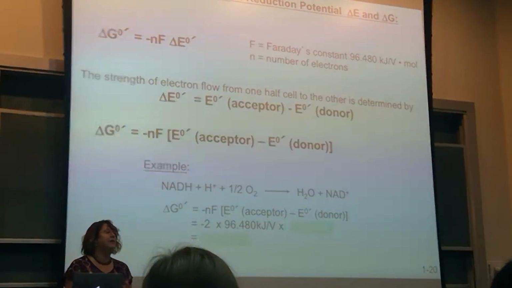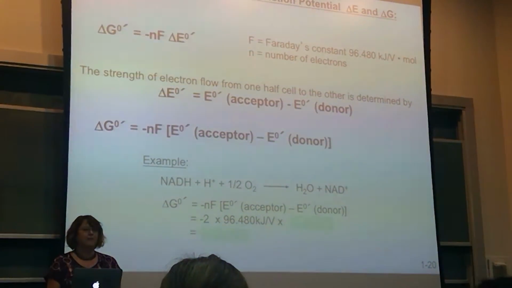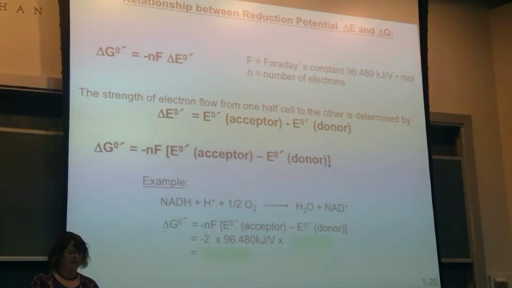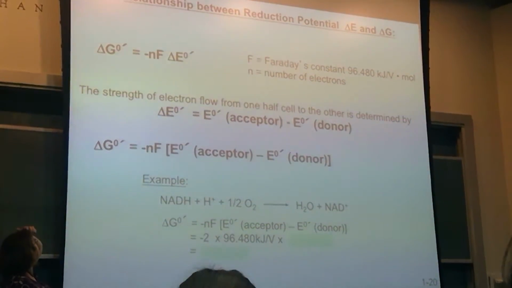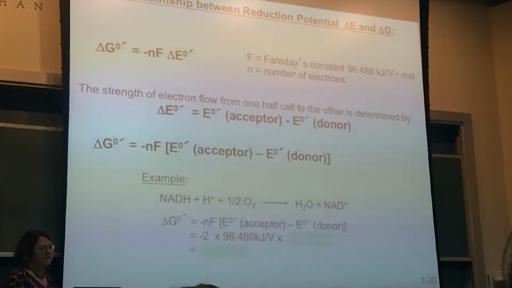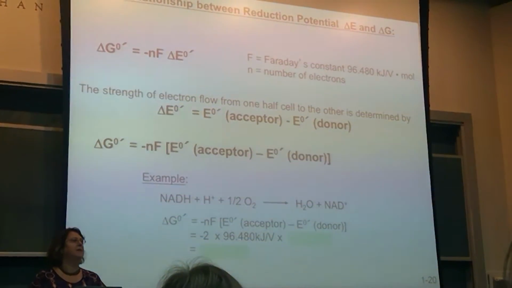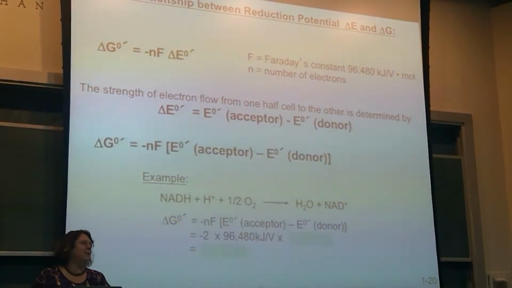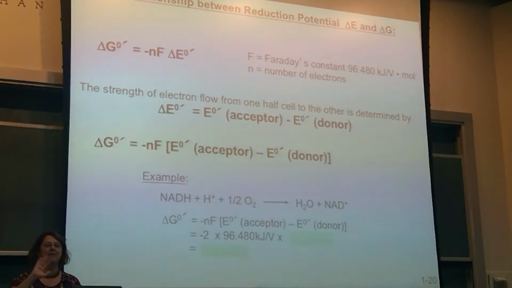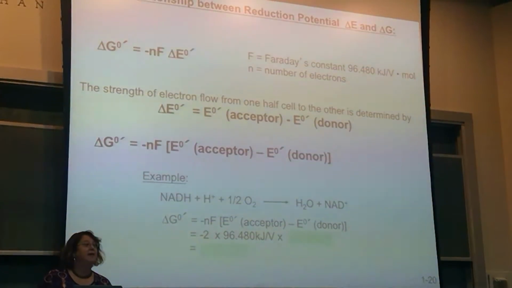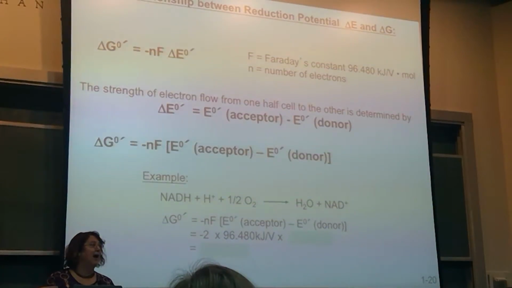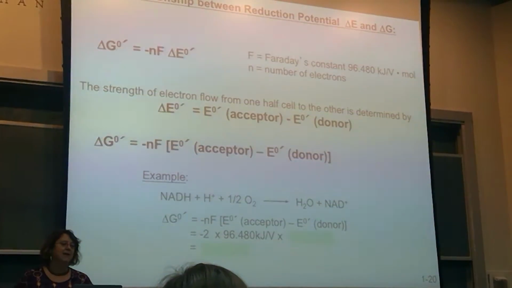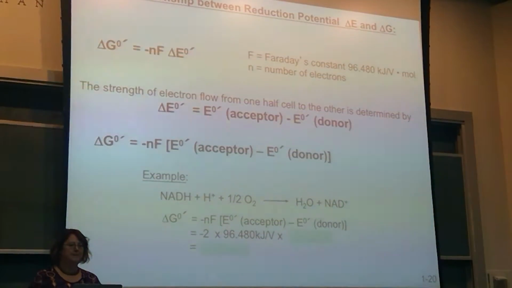So delta G, there's a relationship between delta G and delta E. This relationship is listed here, where delta G is minus nF delta E. F is a constant, Faraday's constant, and you will always be given constants. I don't really care about you memorizing them. Over time one does get to know them by heart, but it's not a prerequisite for the course. n is the number of electrons, because we care how many electrons are being transferred. And delta E0 prime is the change in electron potential, or reduction potential.